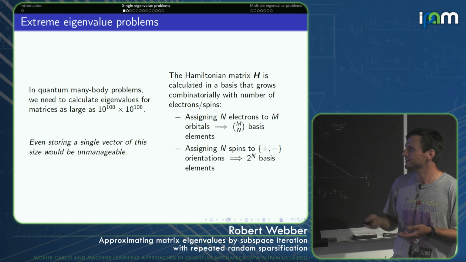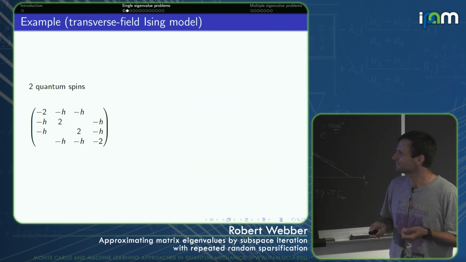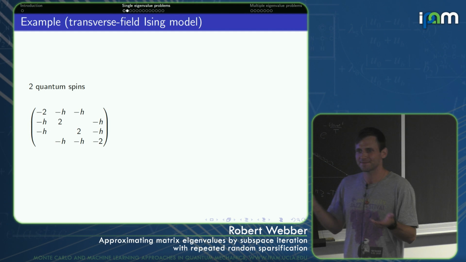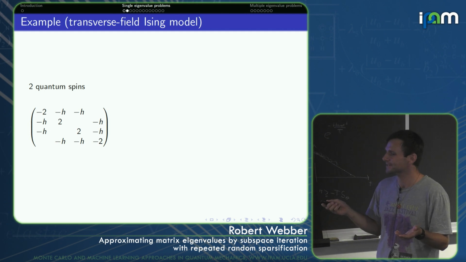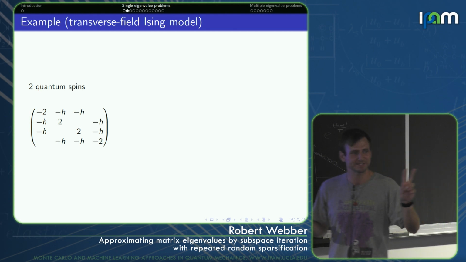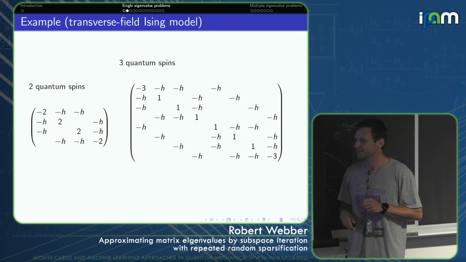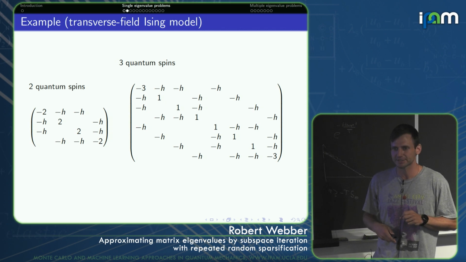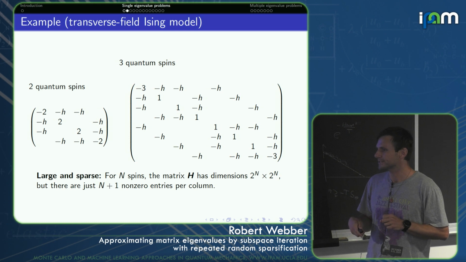So we can't store a single vector of this size. That would be totally unmanageable. Here's a really simple example where I just like to look at these matrices. So this is a transverse field Ising model. It doesn't look too bad for 2 quantum spins. It's a 4x4 matrix. But then you go to 3 quantum spins, and now it's already an 8x8 matrix, and one can extrapolate further. It is large and it is sparse as you get bigger and bigger.